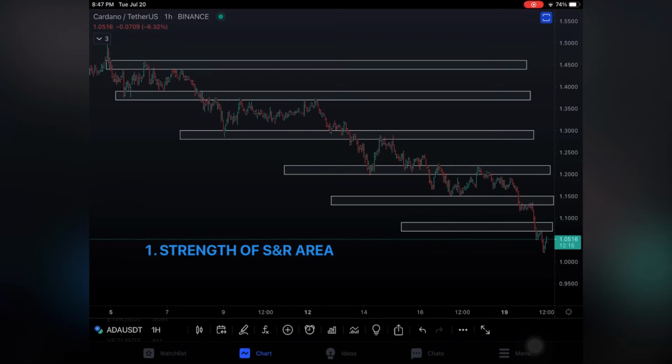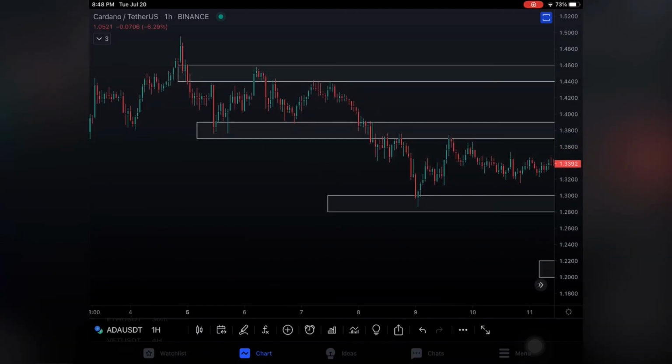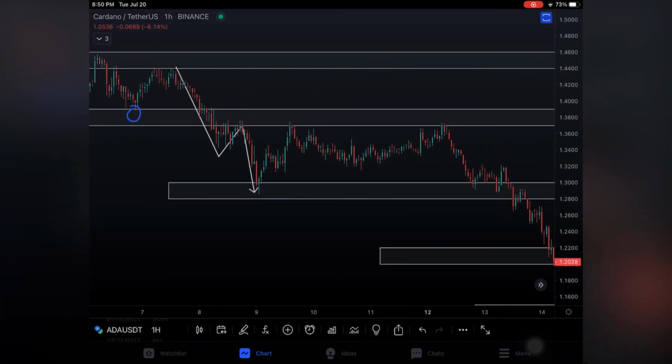Typically, the more times a support or resistance level is tested, the more likely it would break in the near future. So let's say in this example, here you can see that the price bounced from the support level. So 1, 2, 3. So 3 times na test yung support level before siya fully mag-break out from the support area. Another example, so wag na tayong lumayo.